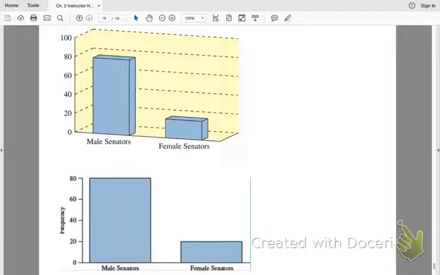Now, if you look at the numbers, that doesn't look like it's the case. Look at male senators. It looks like it's somewhere around 70, 72. Female senators looks like it's somewhere around maybe even 15 in that top graph. But if you look right underneath the exact same chart, it's very clear to read that the number of male senators is 80 and the number of female senators is 20 at the time that this information was gathered.